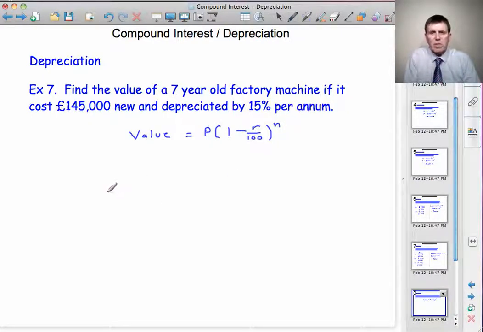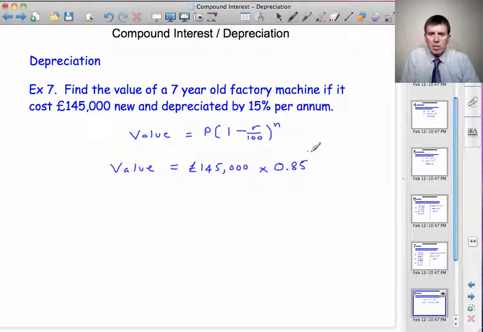So find the value of a 7-year-old factory machine if it cost £145,000 new and depreciated by 15% per annum. Well, the value would be the amount you paid for it, £145,000, multiplied by, now we're trying to take off 15%, so we're multiplying by 0.85 every year. How many years? 7. So it's multiplied by 0.85 to the power 7.